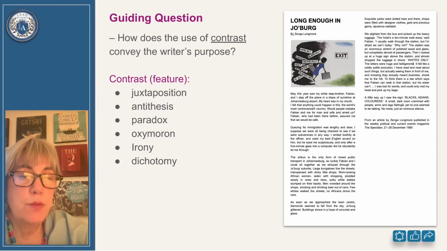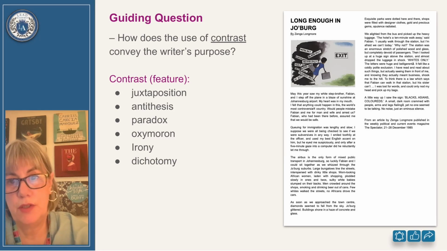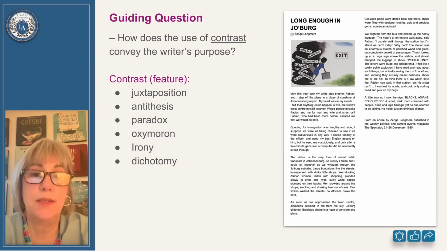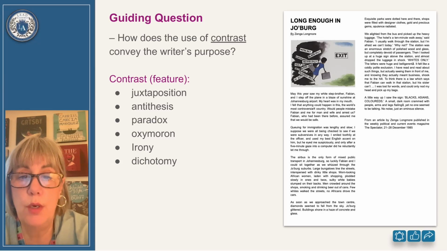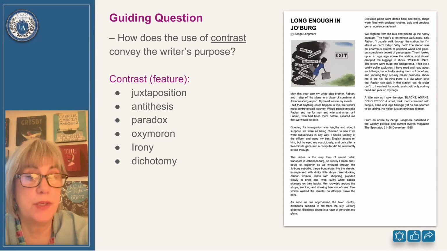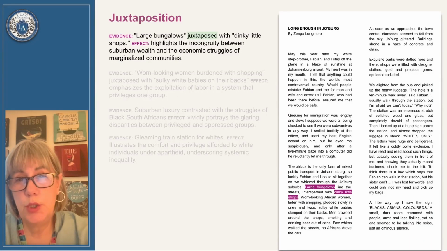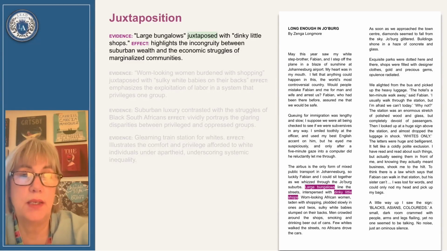Contrast is a feature, which means it incorporates various devices. These include juxtaposition, antithesis, paradox, oxymoron, irony, and dichotomy. We'll explore examples of each, examining their characteristics, function, and effect. Let's begin with juxtaposition. This places two contrasting ideas side by side.